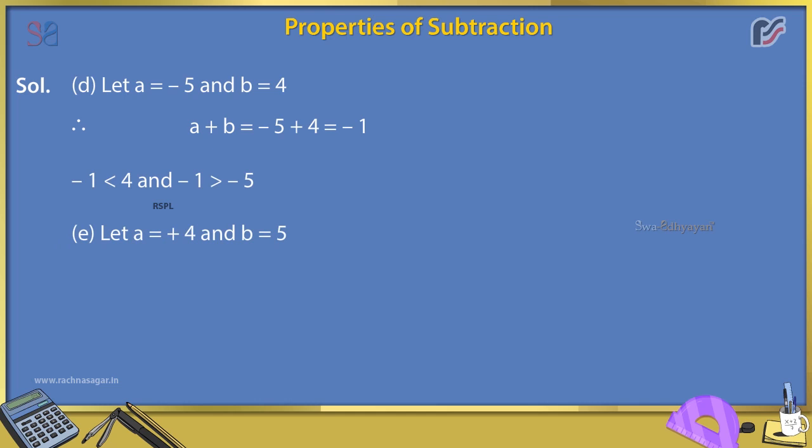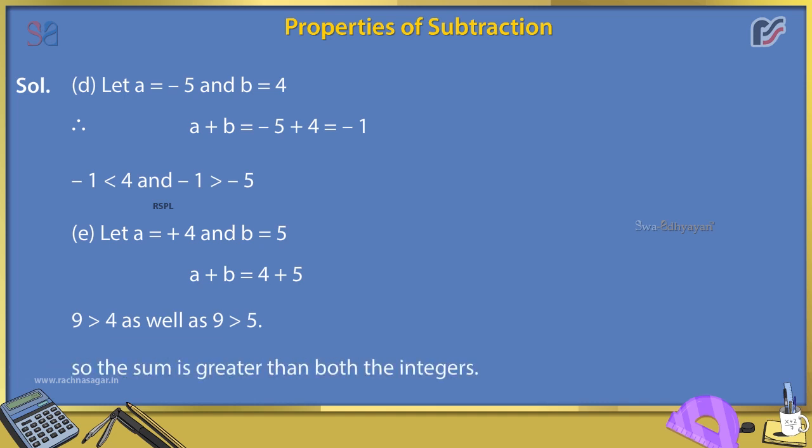E. Let A is equal to plus 4 and B is equal to 5. A plus B is equal to 4 plus 5, which is 9. 9 is greater than 4 as well as 9 is greater than 5. So, the sum is greater than both the integers.